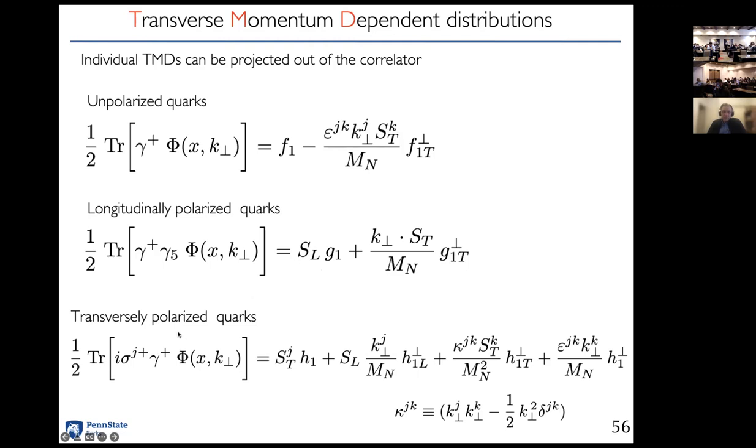And more functions will be in the transversely polarized quark sector. If we project now with sigma j plus gamma plus, we'll have 1, 2, 3, 4 functions. h1 is transversity. h1L perp is related to, again, a Worm-Gear function. So it's transversely polarized quarks, but with a longitudinally polarized nucleon. h1T perp, the so-called pretzelosity. That's an interesting function because that's the only function that gives a quadrupole modulation in the momentum space for the nucleon. And the last function is h1 perp here, which is the so-called Boer-Mulders function. That is the function that describes transversely polarized quarks inside of an unpolarized nucleon.